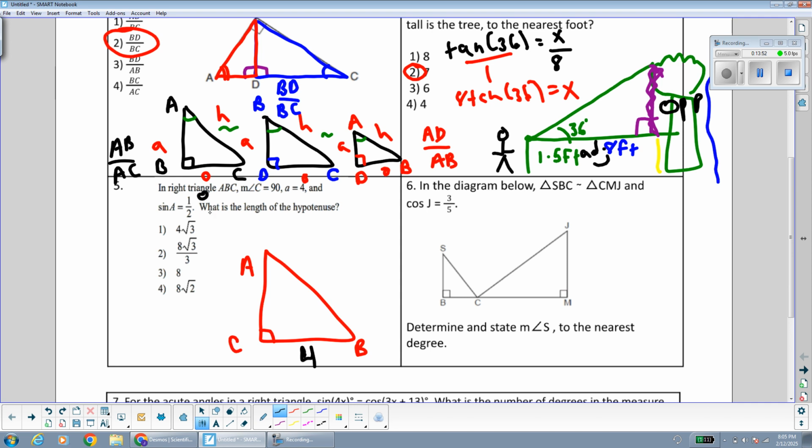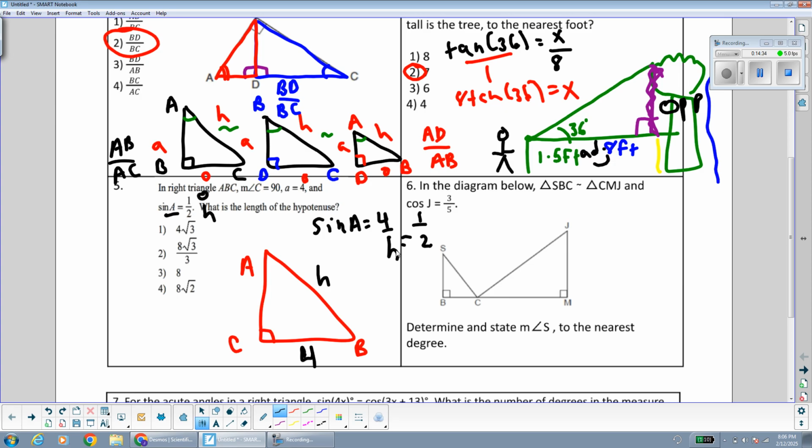Sine is O over H, and it's from angle A. So from angle A, opposite over hypotenuse is 1/2. But here we already have the opposite, and the opposite isn't 1. The opposite's 4. So wait, actually, instead of calling this x, I'll call this hypotenuse. So sine of angle A is 4 over H.